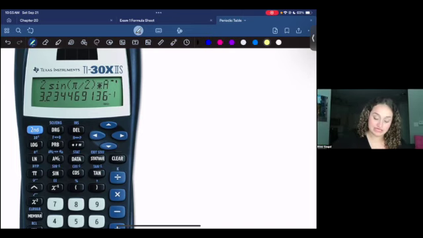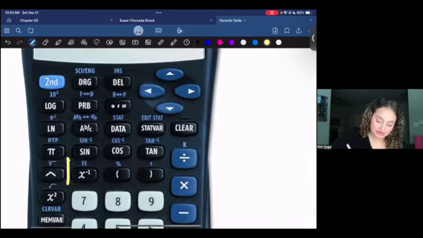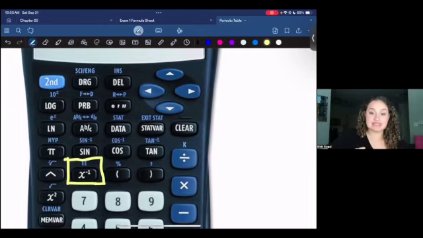So our capital E, it's right here. So we have x to the -1.